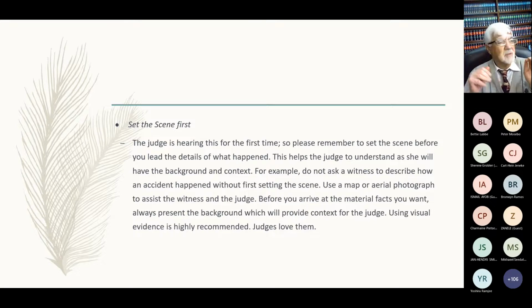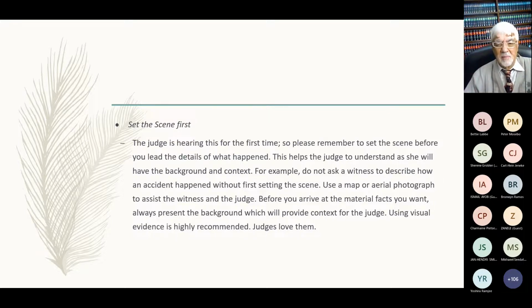Wherever you lead a witness and it involves an event or a scene or a building that collapsed or a bridge that collapsed, first set the scene. You can start with a headline. Mr. Jones, it's common cause that you were involved in an accident on such and such a date. I'm going to take you to the scene of the accident. Take a look at this document. That is a diagram of the scene. Now I'm going to take you through it.